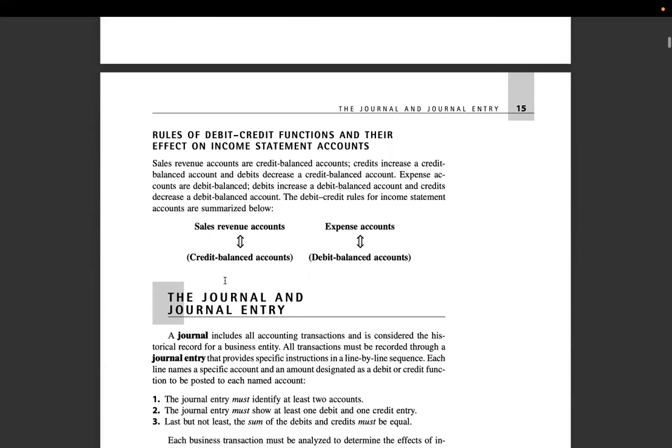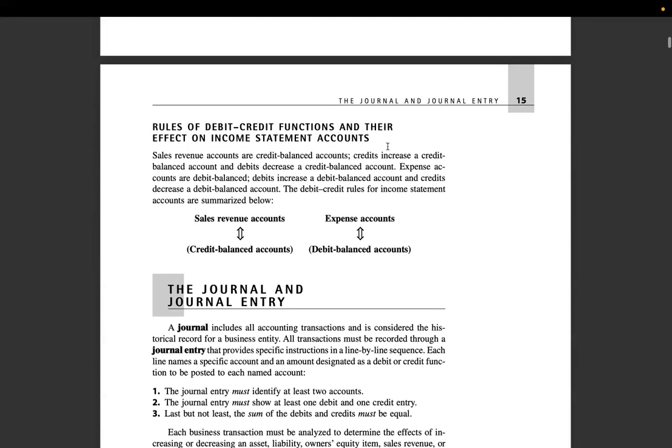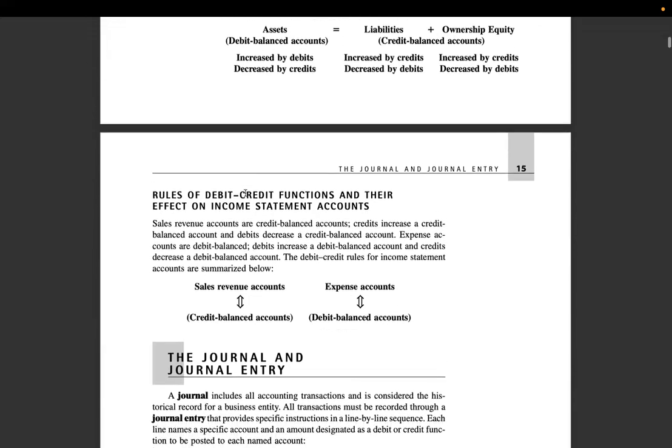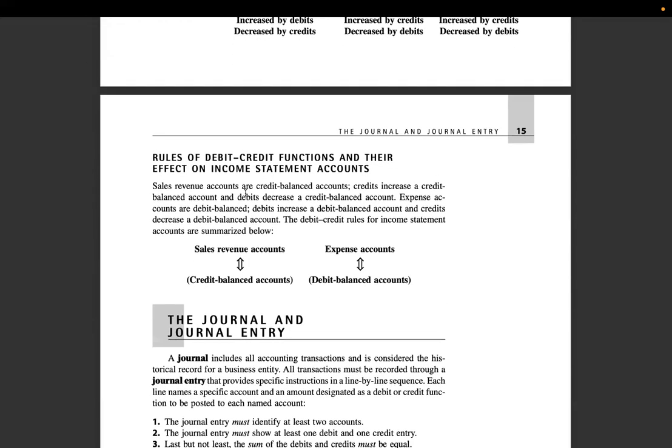Go ahead. The journal and journal entry. A journal includes all accounting transactions and is considered the historical record. Have you read this one yet? Did we do that? Rules of a debit credit function. Yeah, that's the one I just read. Oh, you just read. I'm sorry. Okay, you got it basically, right?